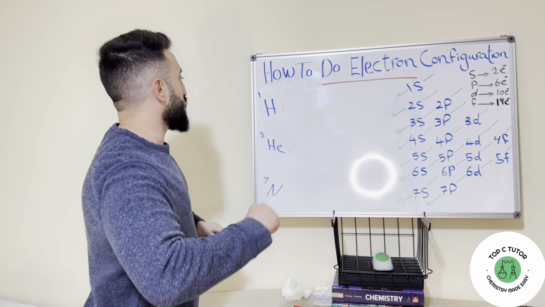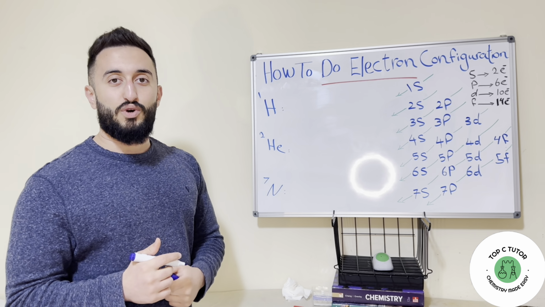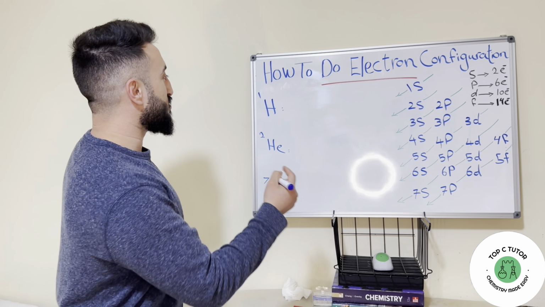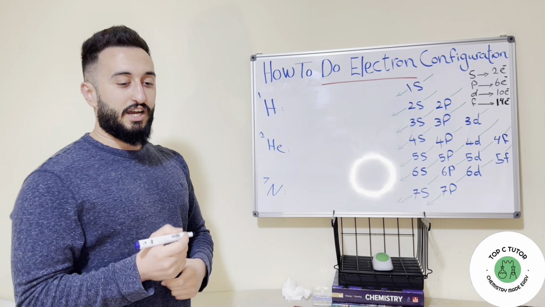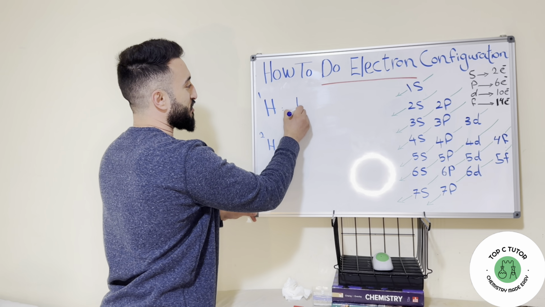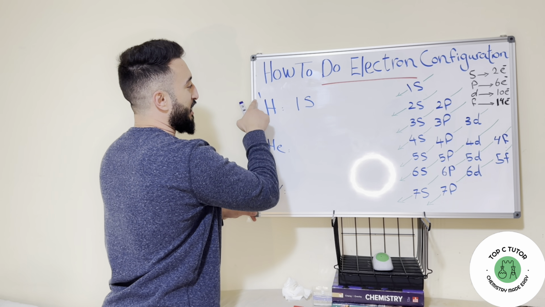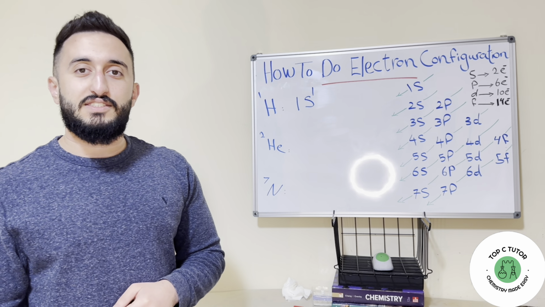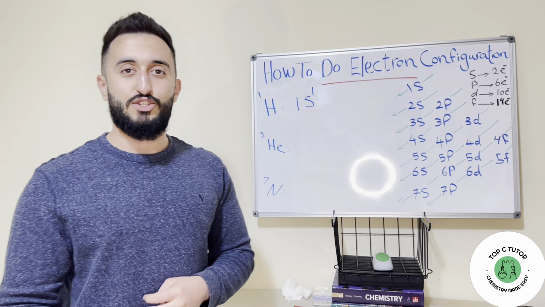So let's start with the first element, hydrogen, 1. How many electrons do we have? We have only 1. Let's do the electron configuration for hydrogen. The first room is 1s, so the electron configuration will be 1s. How many electrons do we have? 1. And that's it. That's the electron configuration for hydrogen.